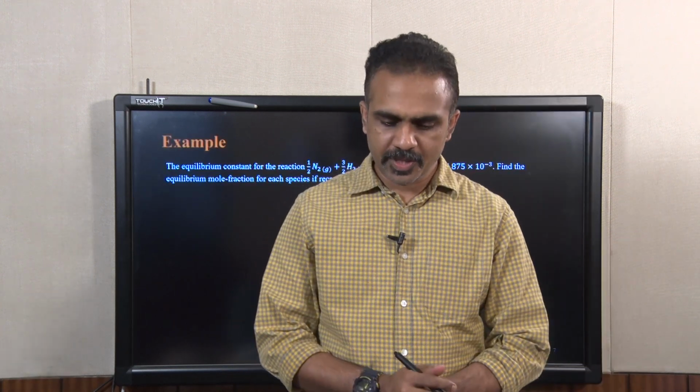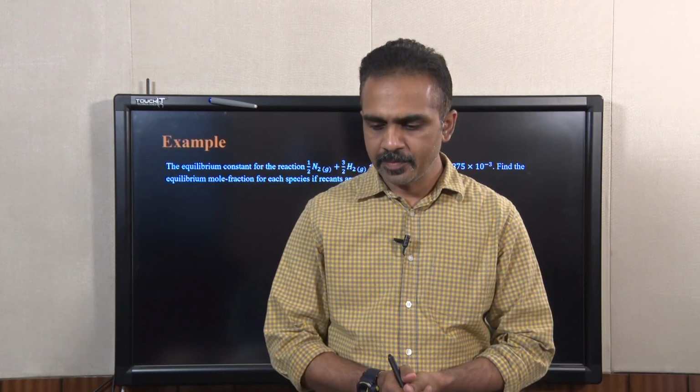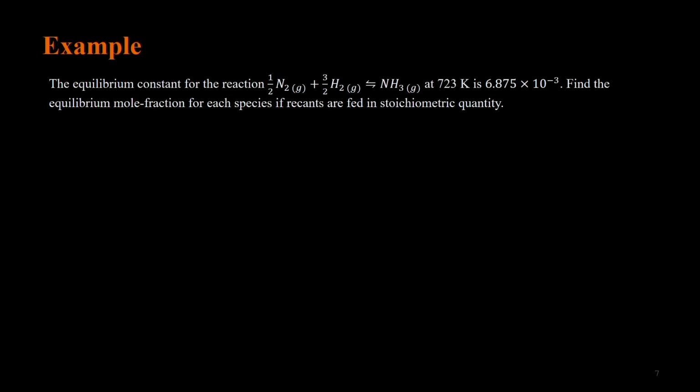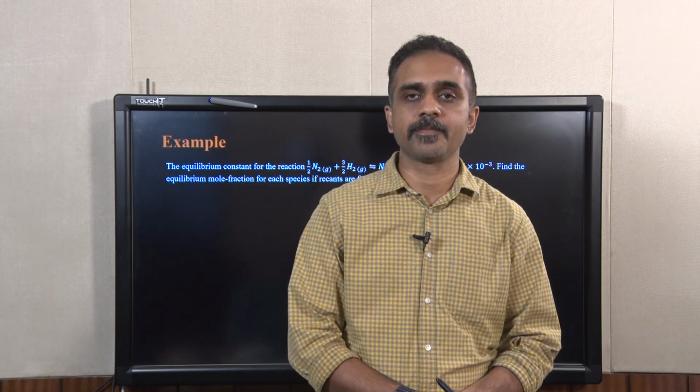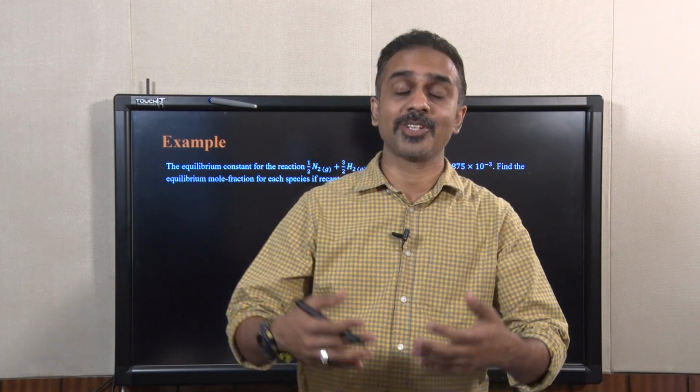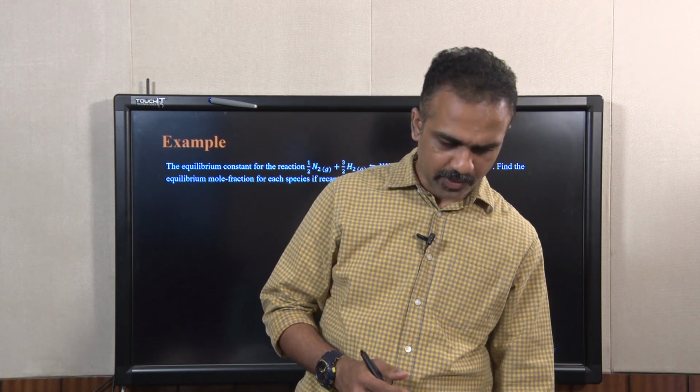So let's move on to the second problem. In this case, we have the same reaction. This time, we're given the equilibrium constant at the desired temperature, 723 Kelvin. If it is not given, we know how to find it, as in the earlier example. Once we know the equilibrium constant, the next thing we want to do is find the equilibrium mole fraction for each of the species, right? And we are given the initial number of moles we begin the reaction with, and we want to find the mole fraction at equilibrium for each of the species.